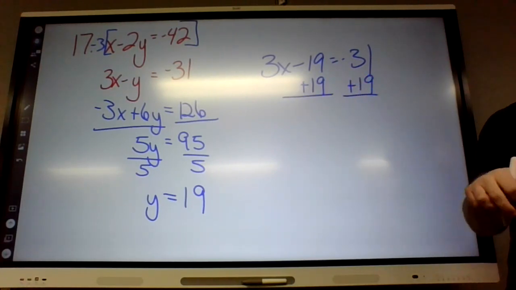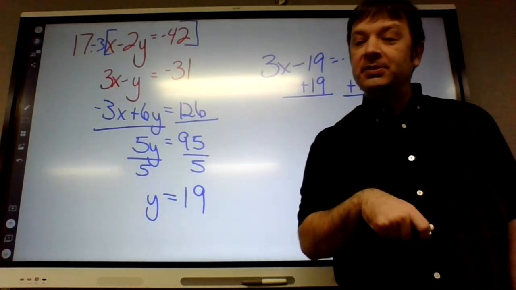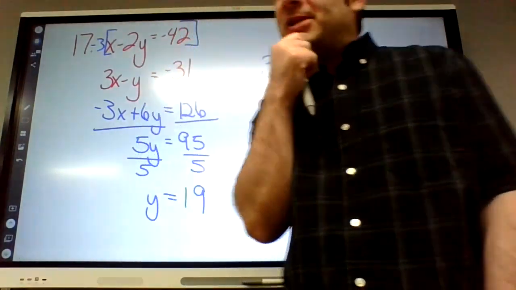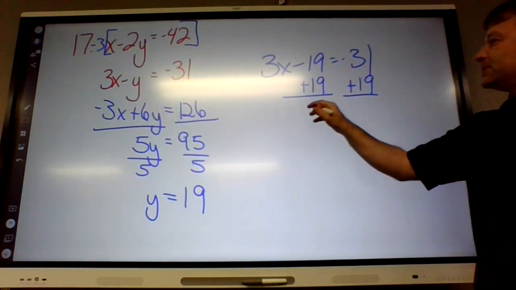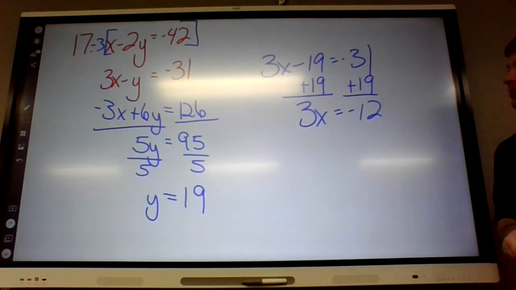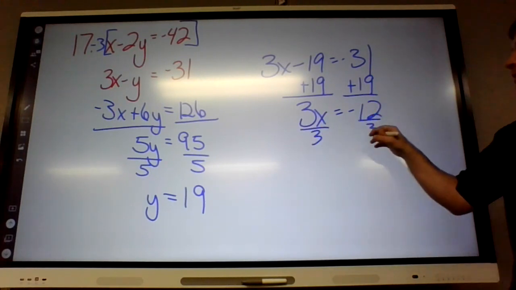Yeah, our book is not as nice as the worksheets are, because our book gives fractions, like number 12. You do all the same steps, though. There's not really anything different. It's just fractions freak people out. So negative 31 plus 19 is negative 12. Divided by 3.